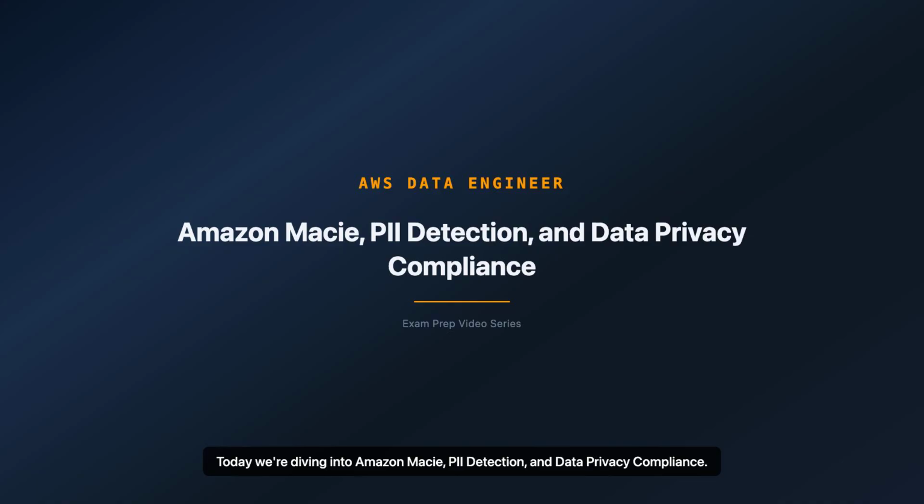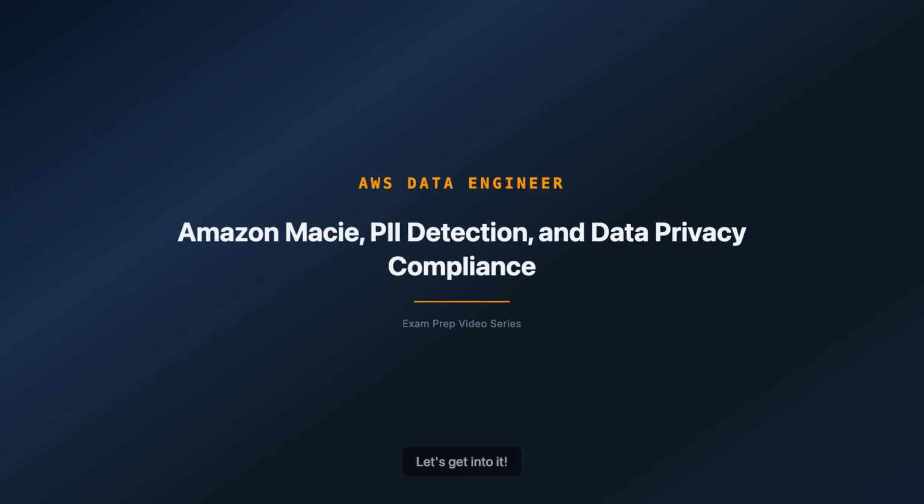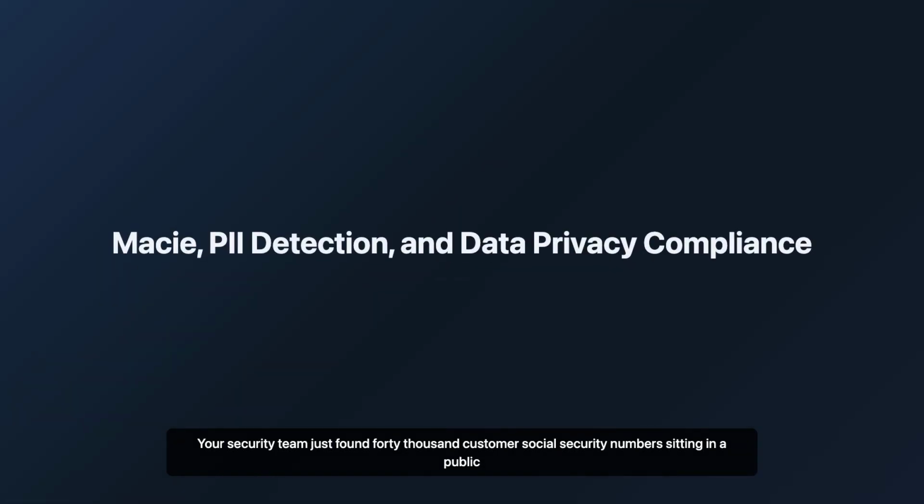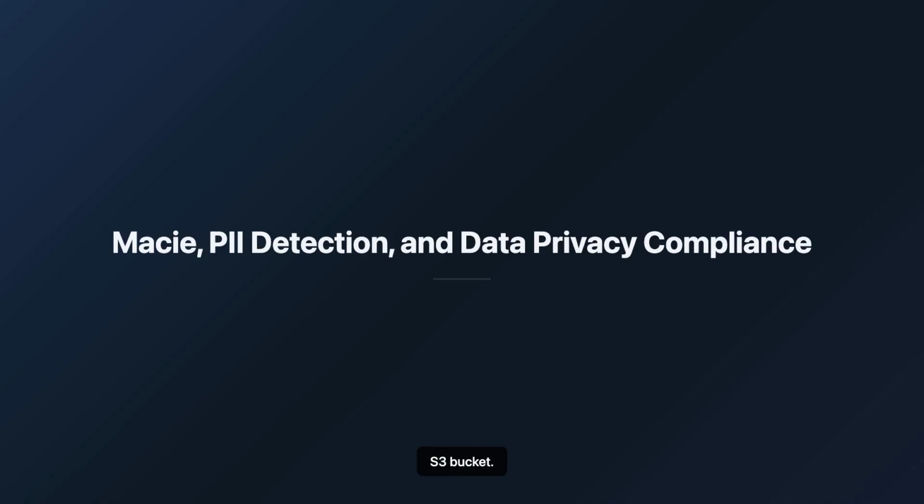Today we're diving into Amazon Macie PII detection and data privacy compliance. Let's get into it. Your security team just found 40,000 customer social security numbers sitting in a public S3 bucket. You need to find them, mask them, and make sure it never happens again.